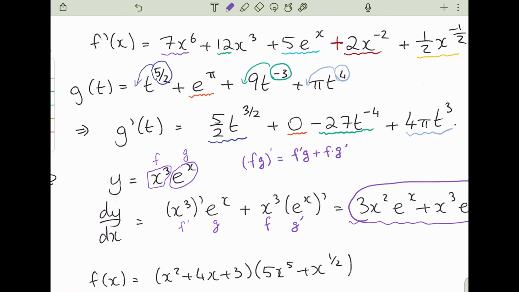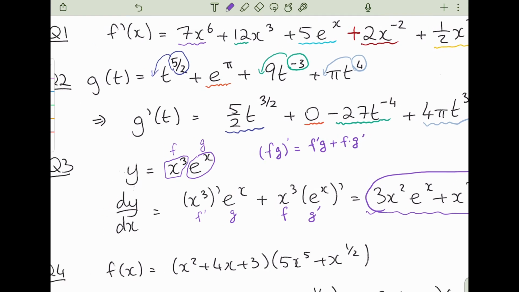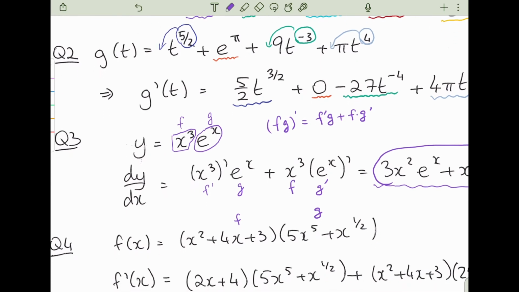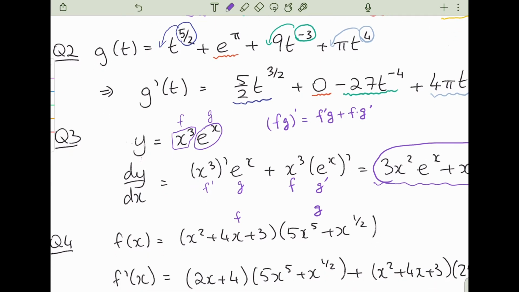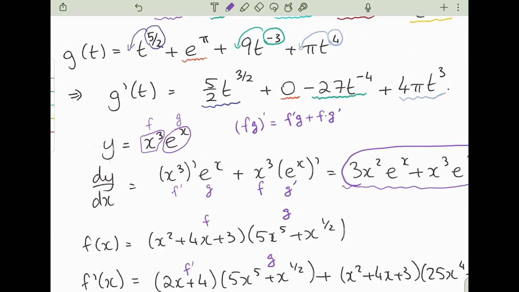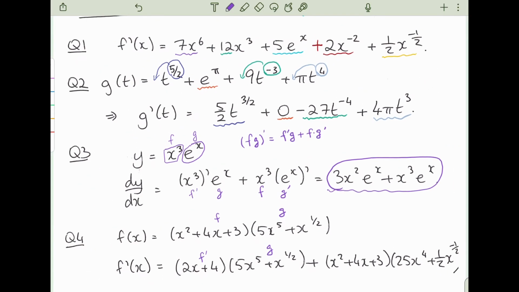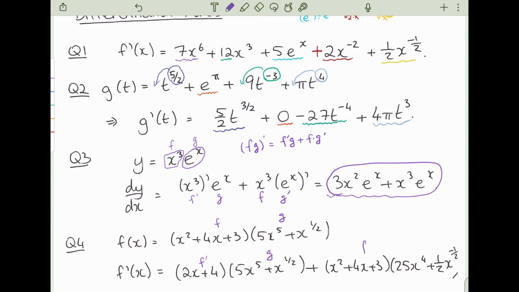Now question 4 should also be about the product rule. This is the function f, this is function g, right? We're going to do the derivative of f, which is this guy here, times g, plus f times the derivative of g.